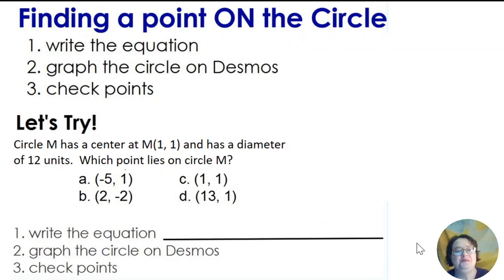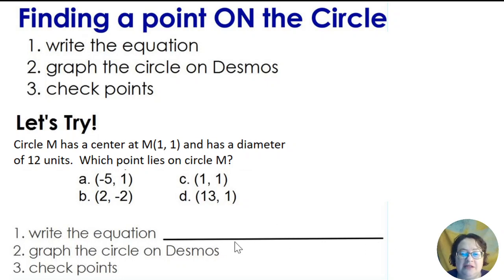Let's try another one. Just like before, we're going to write out our equation first, and then we're going to graph the circle in Desmos and check our points. Circle M has a center at (1, 1) and has a diameter of 12 units. Oh, there's our dirty word. We're going to have to do something about that one in a minute. Which point lies on circle M?